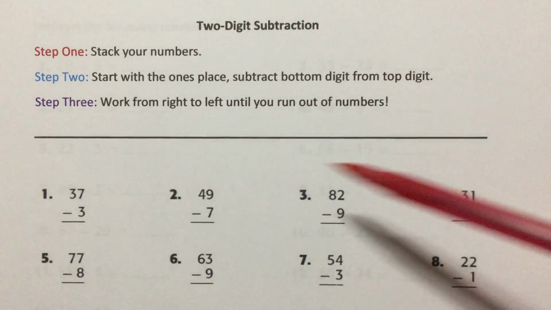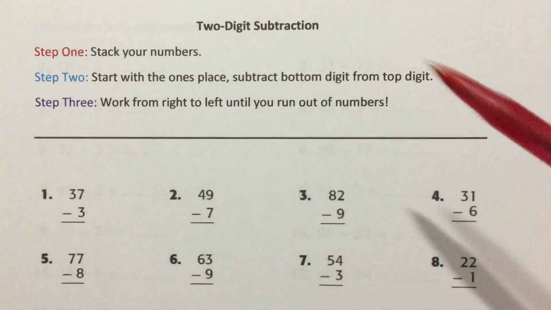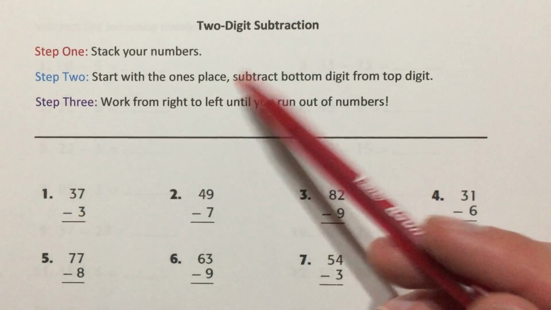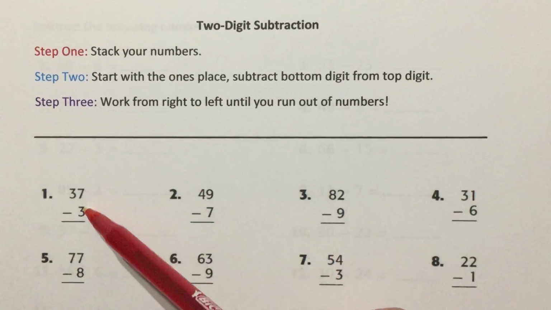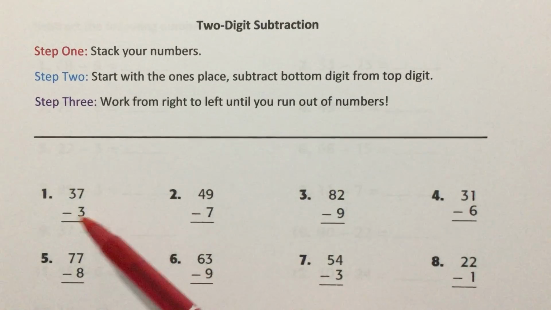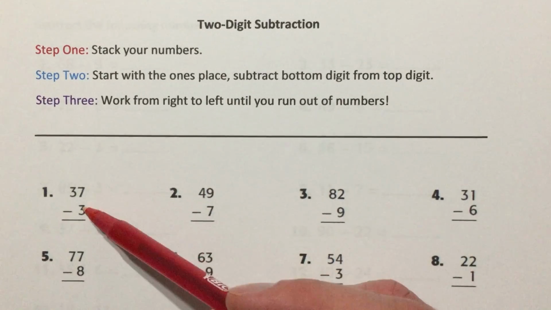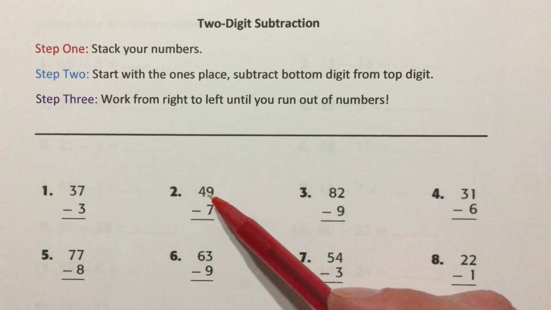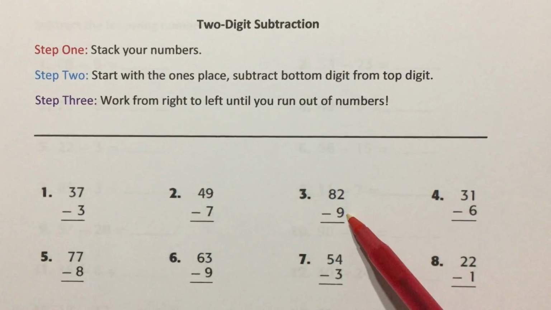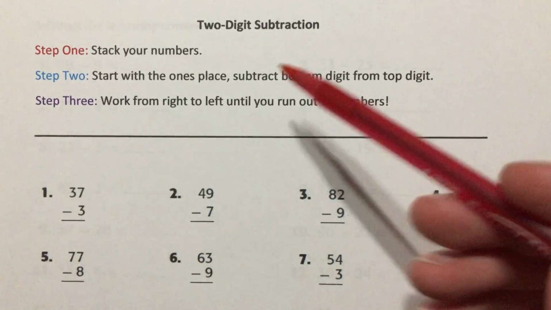Step 2, just like addition, we're going to start with the ones place, and we're going to start working our way this direction. Okay? So if we start with the ones place, we're just going to subtract this bottom digit from the top digit. Okay, so we're going to say top digit minus the bottom digit. So down here would be 7 minus 3, or 9 minus 7, or 2 minus 9, which kind of sounds funny. We'll work through that in just a little bit. But that's our step 2.